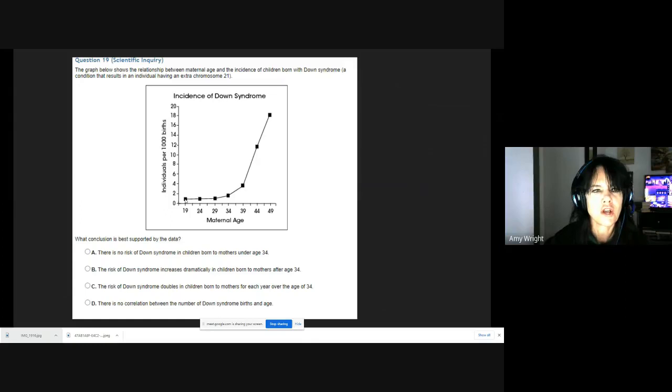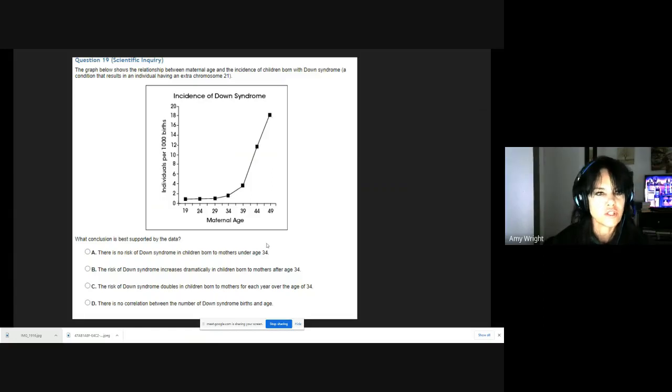So if you look at this chart, you can see that at 19, the incidence of Down syndrome is very low. It stays low at 24. It goes up a little bit at 29, a little bit more at 34, and then exponentially rises after 34, after age 39. Look at how different your odds change of having a Down syndrome child.